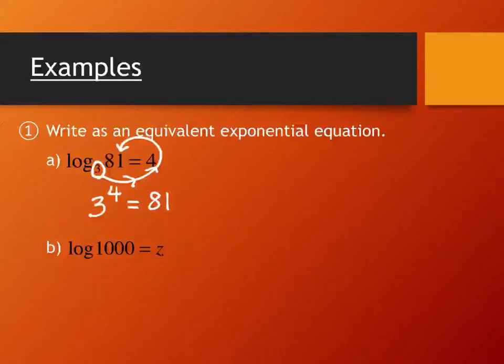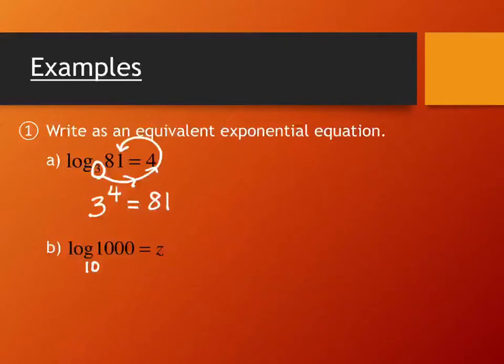Part B. Part B says log 1,000. What is the base of this log? 10. Because it is a common log. Anytime you see log and you don't see a base, it's an understood base 10. You can kind of think of it like when you see square roots. When you see a square root, it is understood that there is a 2 index inside of here. It's understood. So when we see log, we have a common log. It's understood to be a base 10.